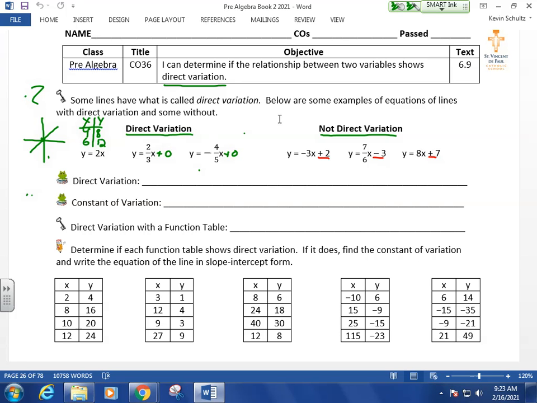In this second equation, if I give you a value for x, what would you do to that value to get y? Multiply by 2/3. That's it. Just one thing. If I gave you a value for x in this third equation, what would you do to that value to get to the y value?